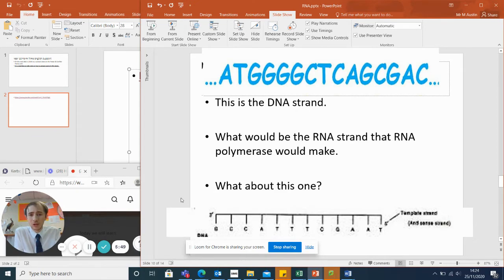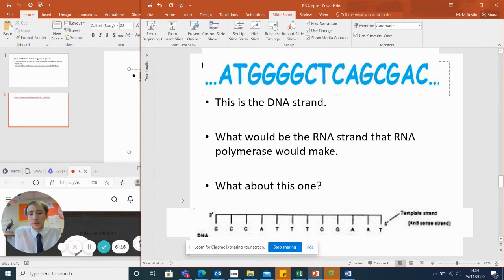You've got A, T, G, G, G, G, etc. there. When you're trying to work out what the RNA strand would be, which RNA polymerase would make, it needs to be complementary. And that means, traditionally, A with T, C with G. What we have to remember, of course, is that every thymine, every T, is replaced with a uracil, a U. So if you're going to put in a T, then it has to be a U instead. So the first one, what would go opposite that A would be a U.